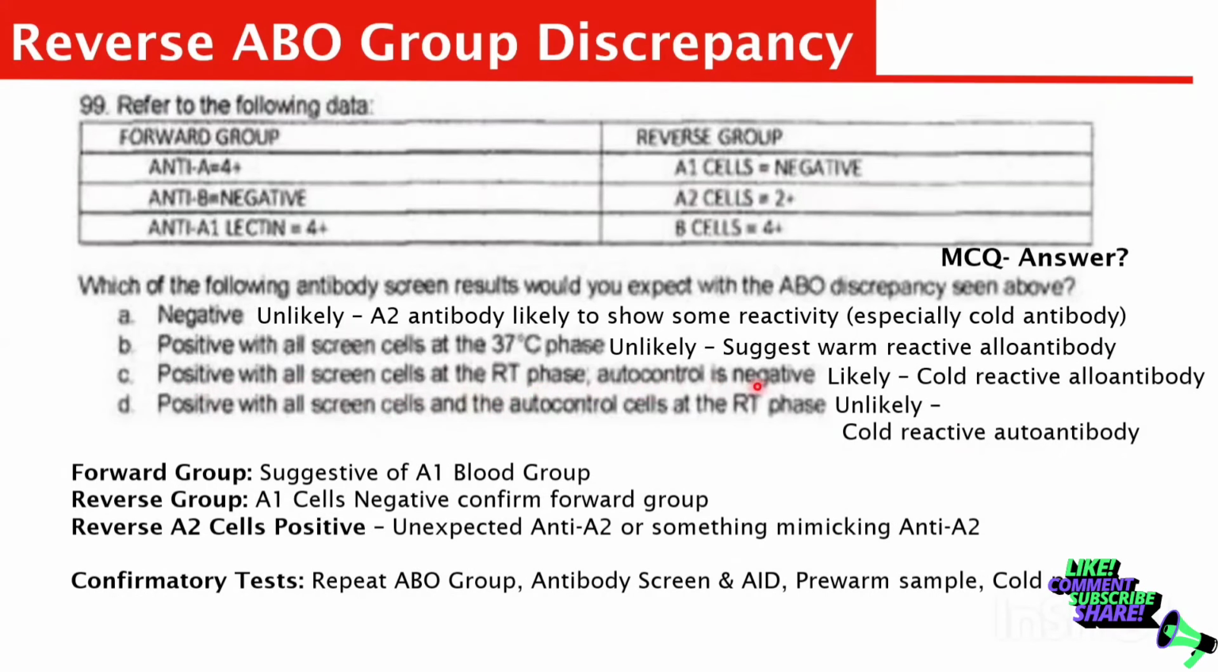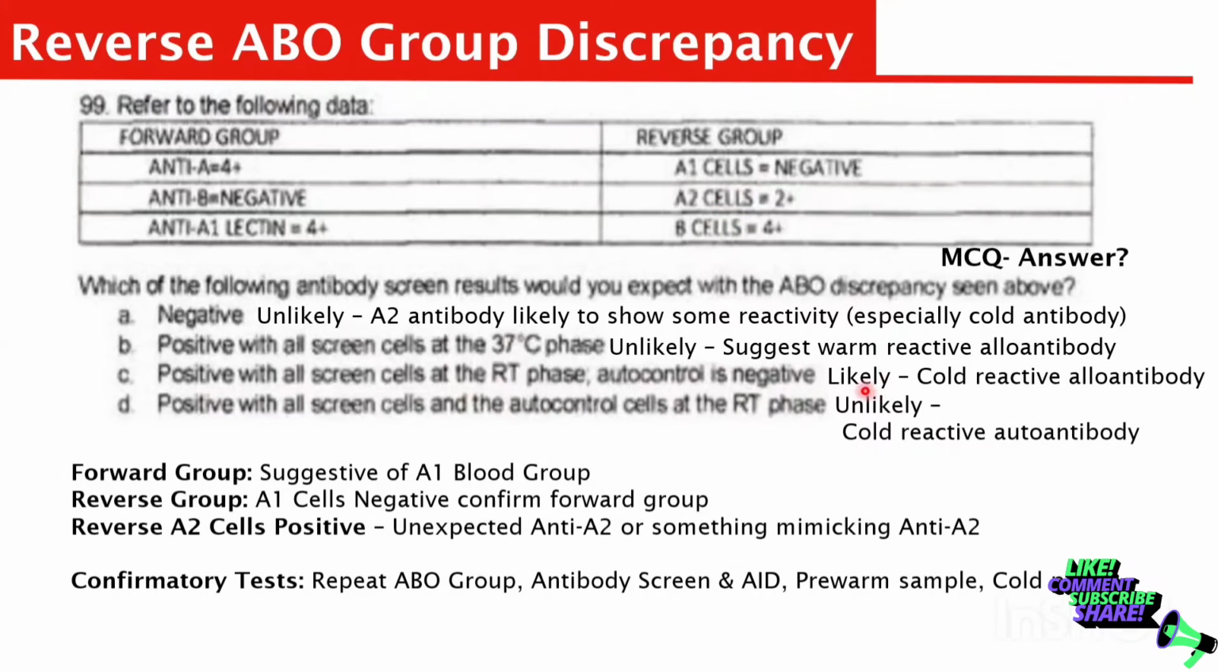However, when you look at the auto control, it is negative, meaning that it has nothing to do with the patient sample as per the patient having auto antibody. This has to do with maybe another cold alloantibody that may be mimicking that very A2 cells that is causing this very interference. I hope that makes sense.